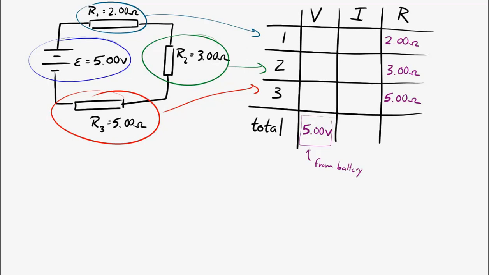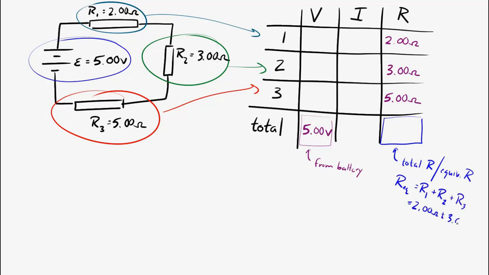Well, we can figure out the total resistance in the circuit. Because these are 3 little resistors in series, the equivalent resistance, the total resistance that they provide, is the sum of their resistances. So it's 2 ohms plus 3 ohms plus 5 ohms, or 10 ohms. That's the total resistance.